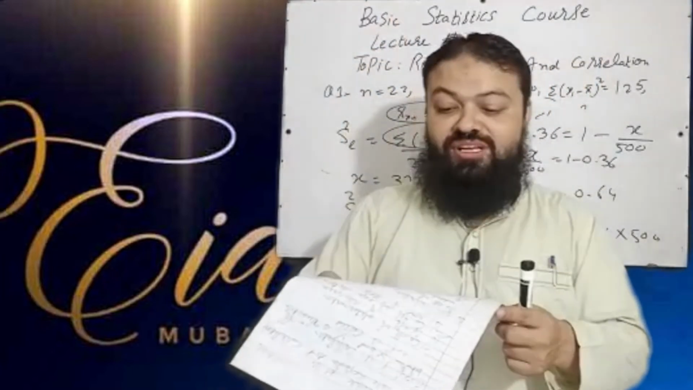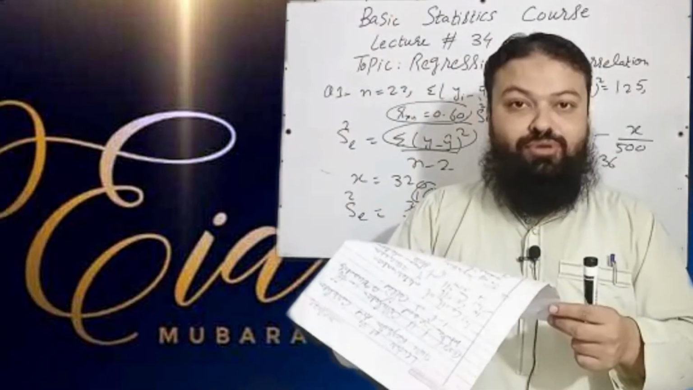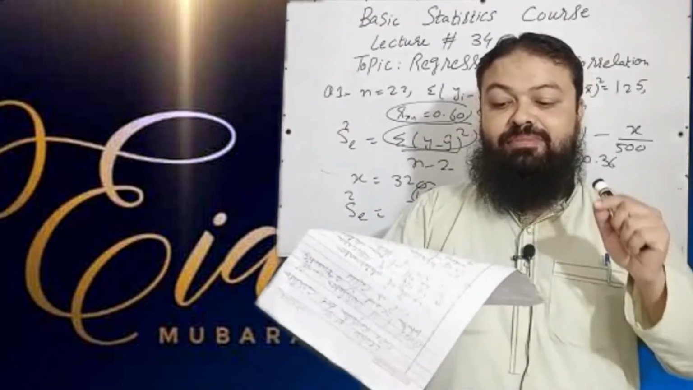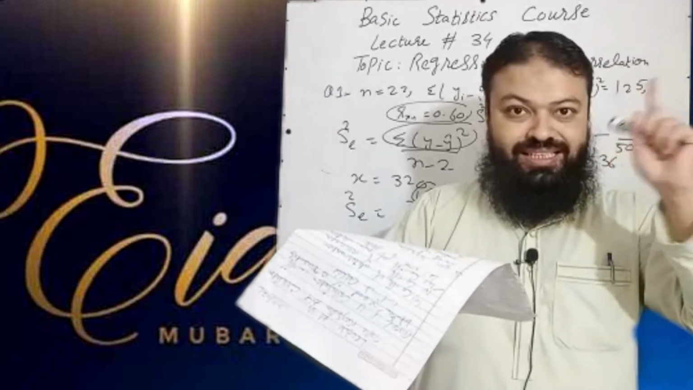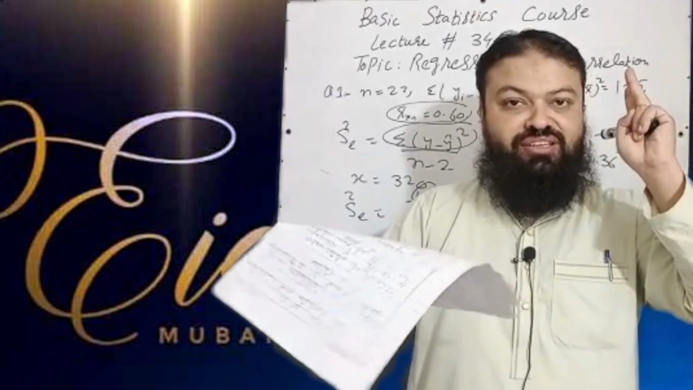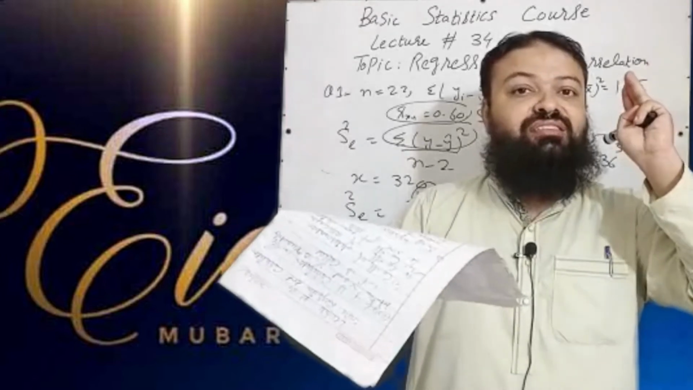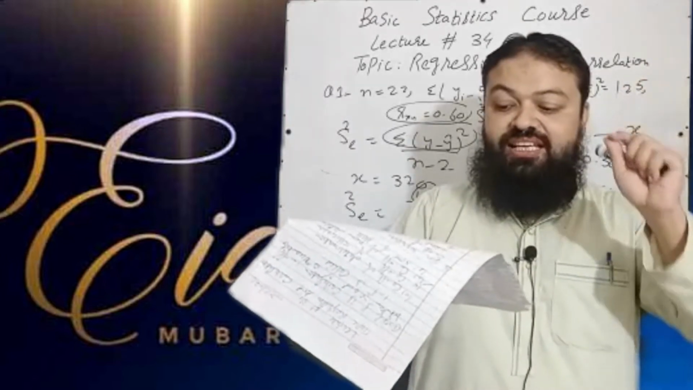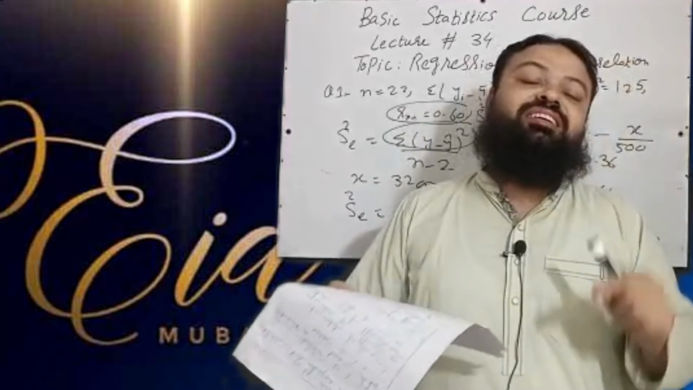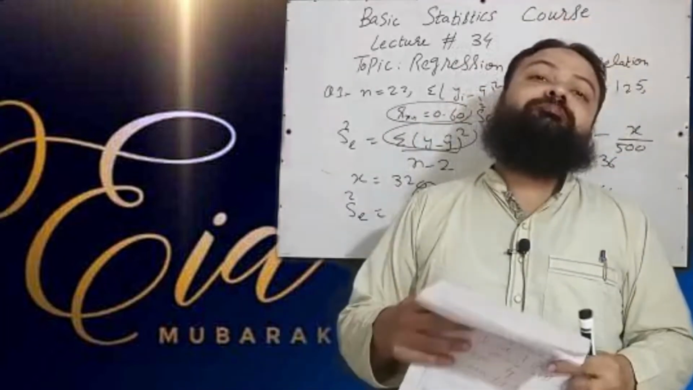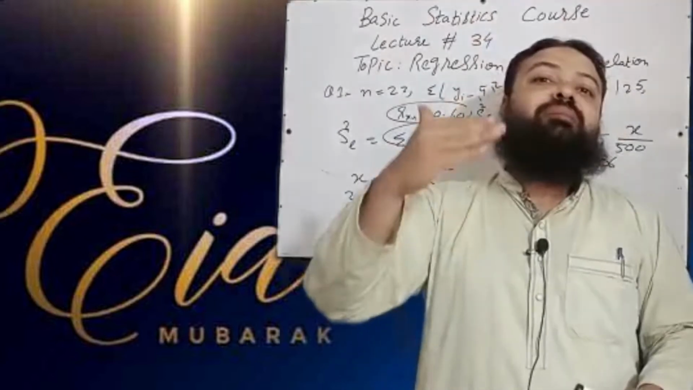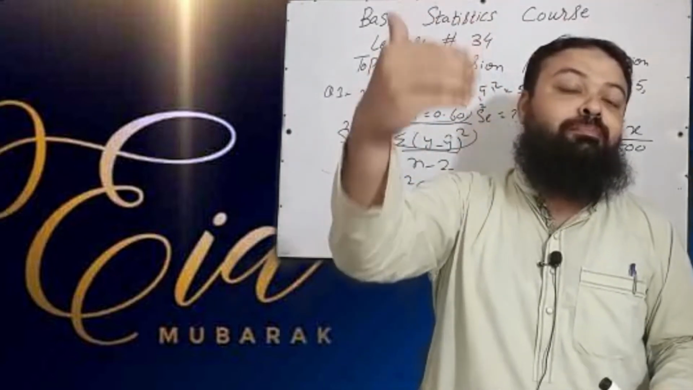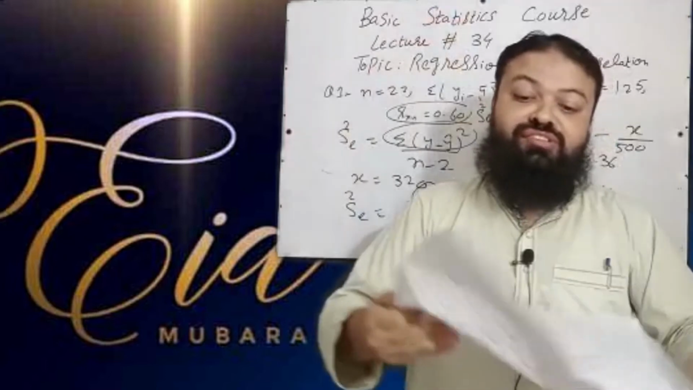Question number 4: in a multiple regression model, the independent variables are selected based on A, Student's t statistic, B, Fisher's F statistic, C, Pearson's r statistic, D, Mallows' Cp statistic. That is the correct option, the last one. In a multiple regression model, the independent variables are selected based on Mallows' Cp statistic, a very important concept.